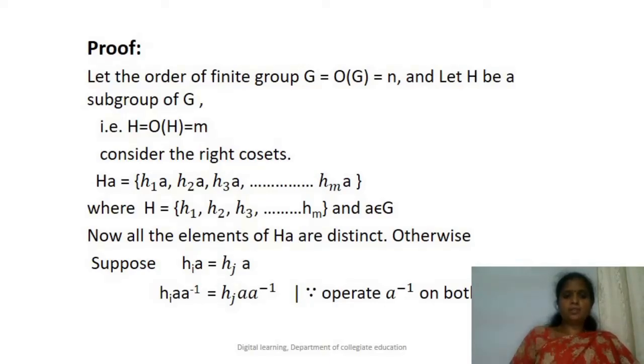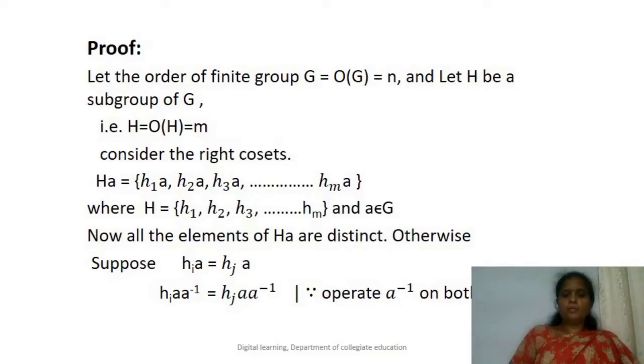Now all the elements of Ha are distinct. That means h1a is different from h2a, which is different from h3a. So here we have to concentrate on the distinct elements. We are saying that the elements of Ha are distinct, that means they are different, not the same. h1a is different from h2a, h2a is different from h3a, so every element is different here.